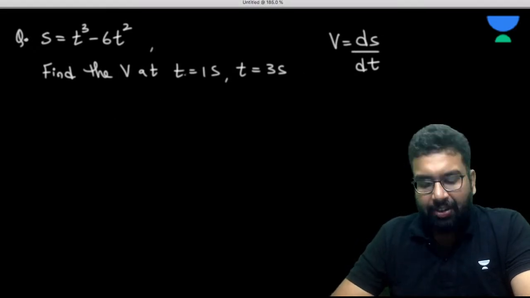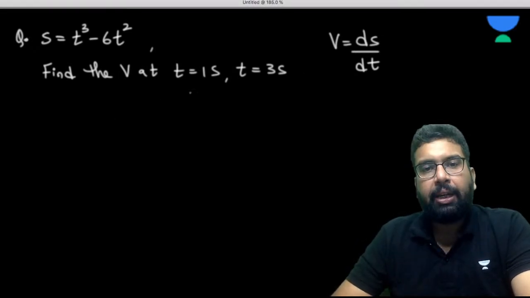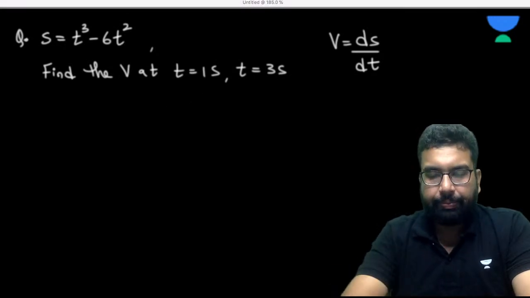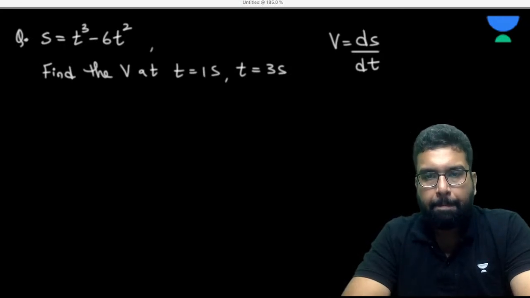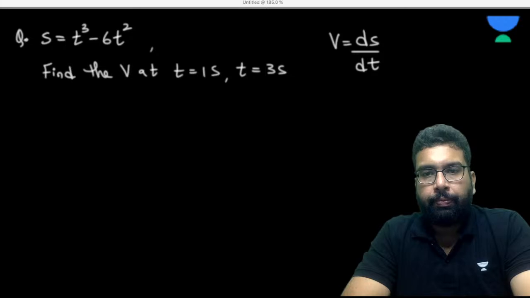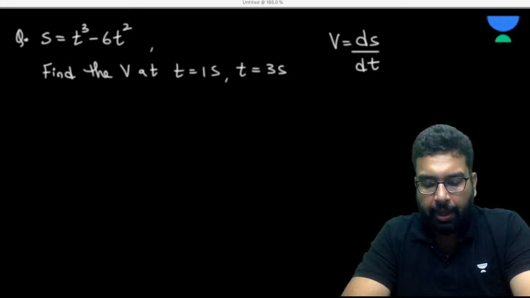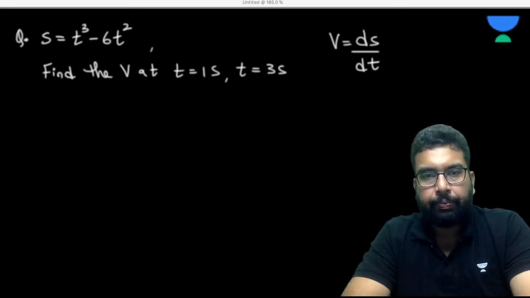Now let's differentiate it and give me the velocity at time 1 second and 3 seconds. Can you please try to do that? Let's try doing that. I'm very sure we can do it.